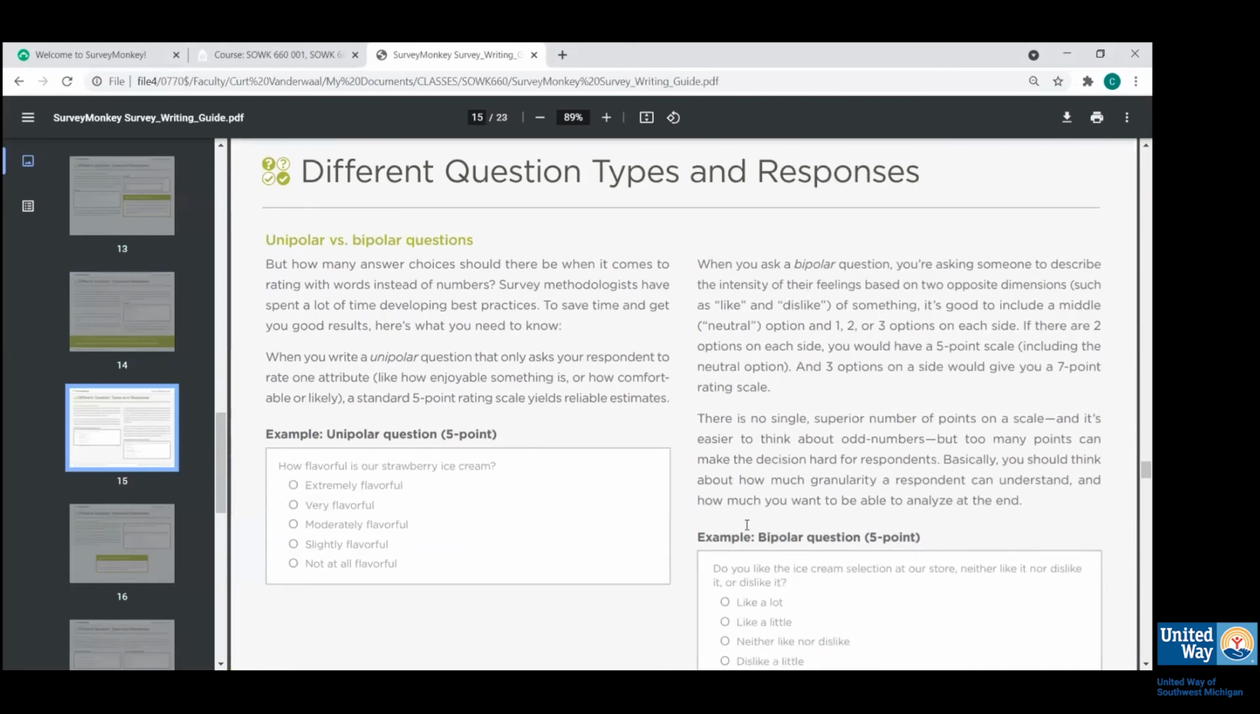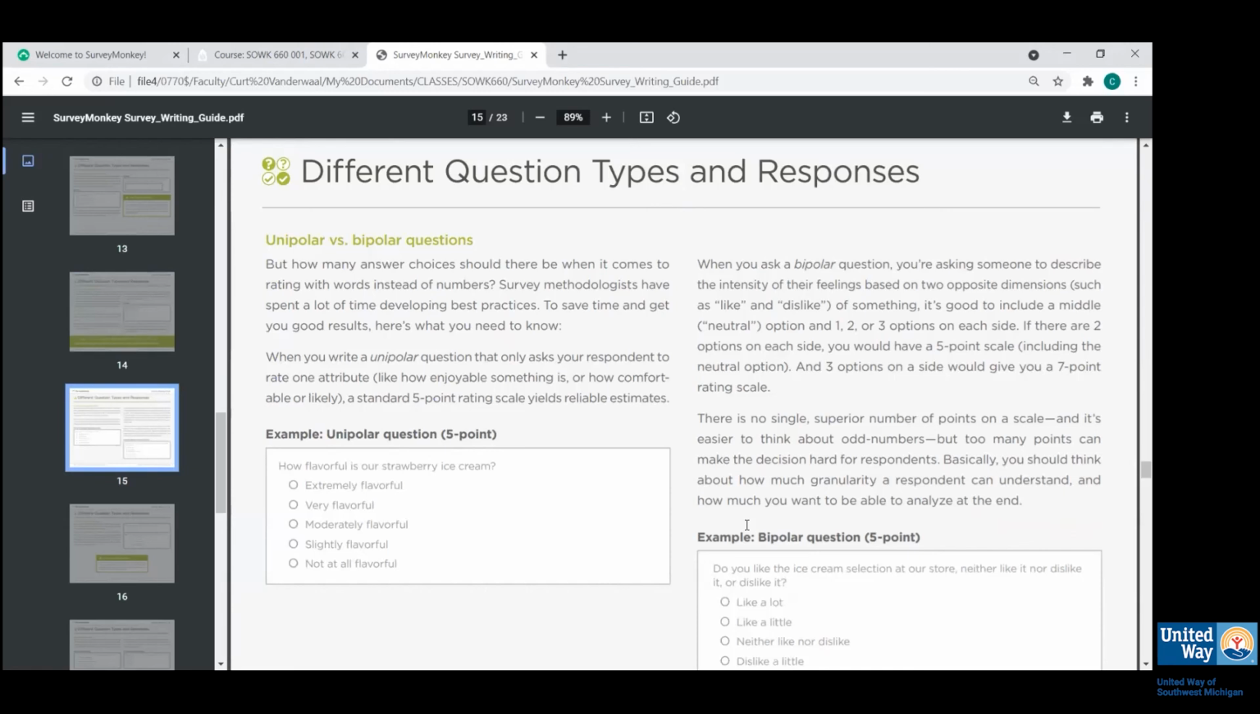Unipolar versus bipolar. So the idea, this is not a mental health classification. This is how you write your questions. So how many answer choices should there be when it comes to rating with words instead of numbers? Okay, so methodologists have spent a lot of time developing best practices. And to save time and get good results, here's what you need to know.